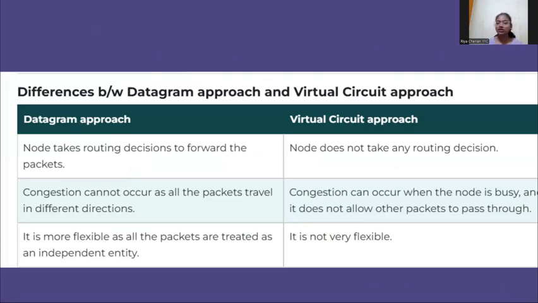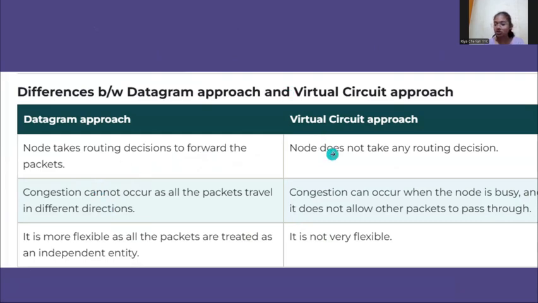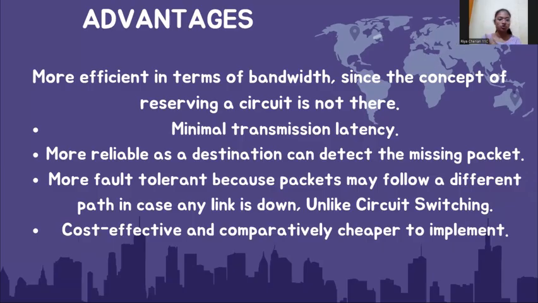So let's look into the difference between the datagram approach and the virtual circuit approach. In the datagram approach, the node takes routing decisions to forward the packets. In virtual circuits, the node does not take any routing decisions. In datagram, congestion cannot occur as all the packets travel in different directions. In virtual circuits, congestion can occur when the node is busy and does not allow other packets to pass through. Datagram is more efficient in terms of bandwidth, and there is no concept of reserving a circuit.